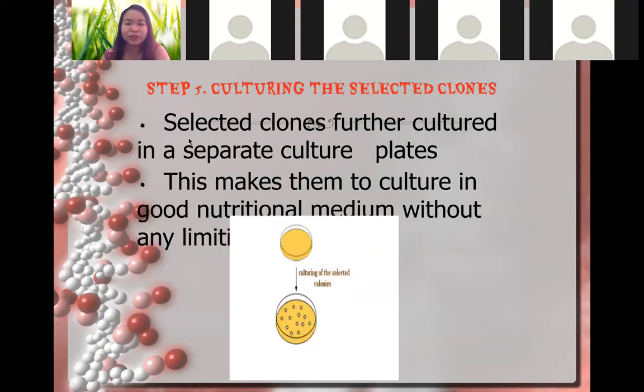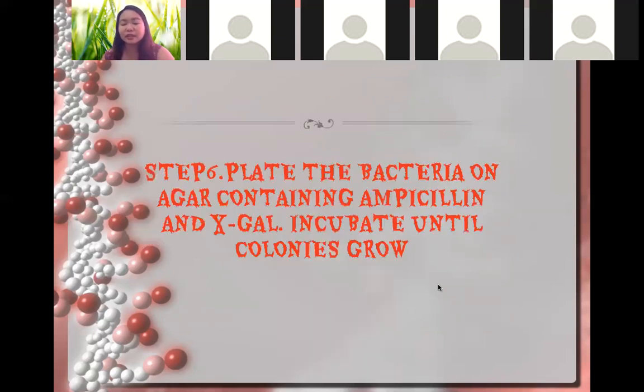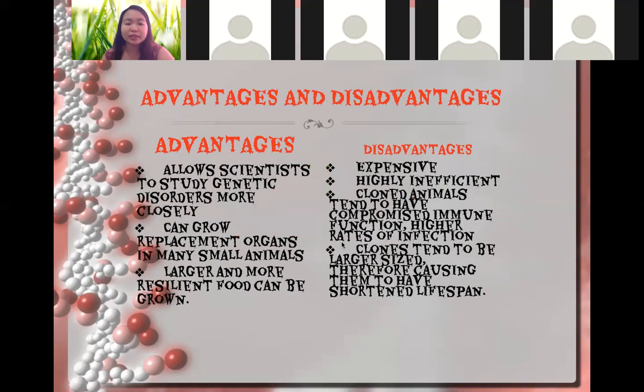And fifth, culturing the selected clones. So you select the clones and then further culture them into separate plates. This allows them to grow in a good nutritional medium without any limiting resources. You just transfer them, like when you separate bacteria or fungi, culture and plate the bacteria on agar containing ampicillin and X-gal and incubate until they grow.